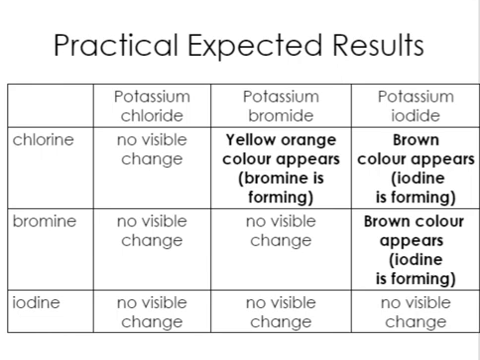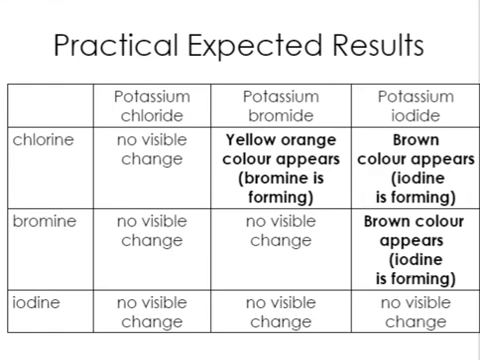So remember that chlorine's more reactive than bromine, which is more reactive than iodine. So as you go down that table, the halogens are becoming less reactive. So no visible change means no reaction is going to happen. So anyone where the halogen's the same, so chlorine reacting with potassium chloride, bromine with potassium bromide, iodine with potassium iodide, there's not going to be a reaction there because it's the same halogen, so you will not see any visible change in that.